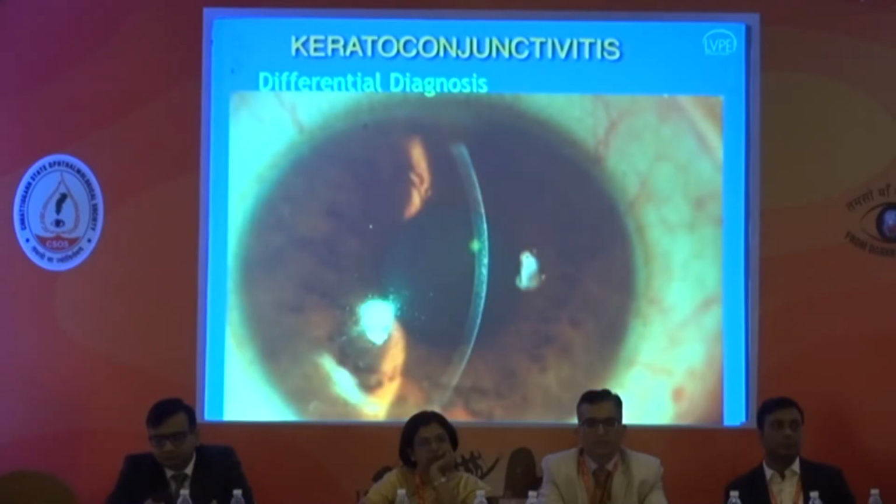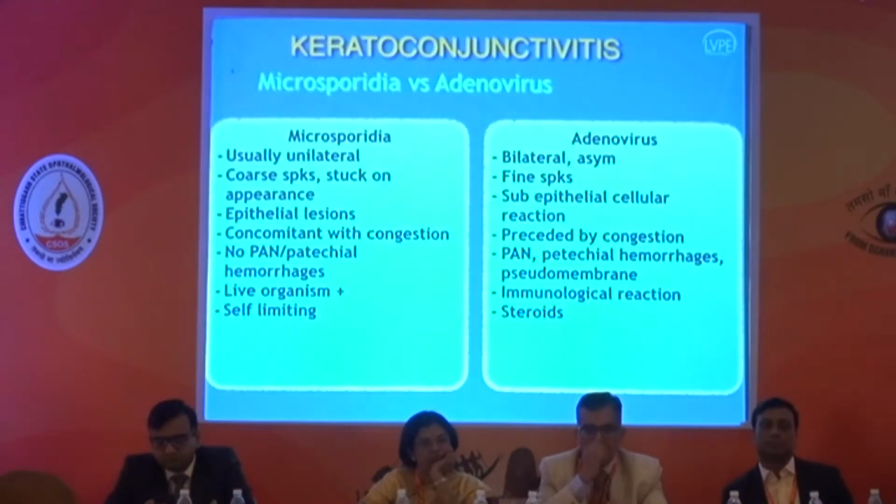And when you have the subepithelial infiltrates, you can compare the difference here, where you notice that there's this mild haze in the anterior stroma. This is because of cellular reaction, that is the subepithelial infiltrates that we see in adenoviral keratoconjunctivitis. So this is the actual differentiation.